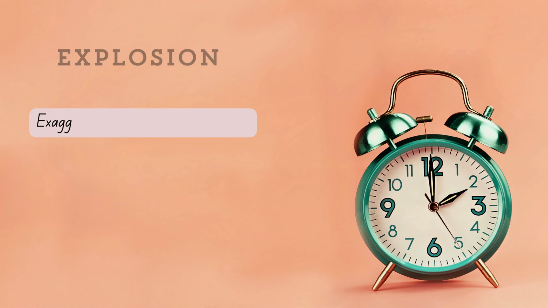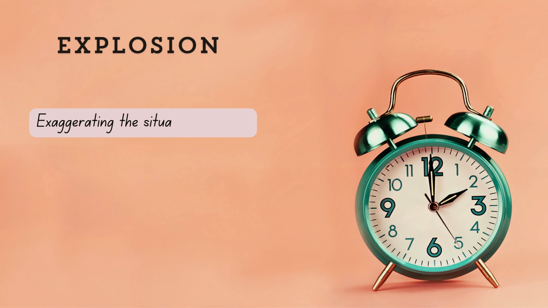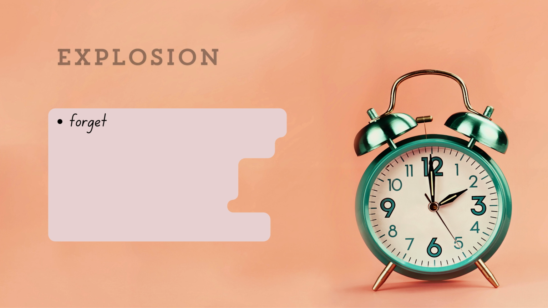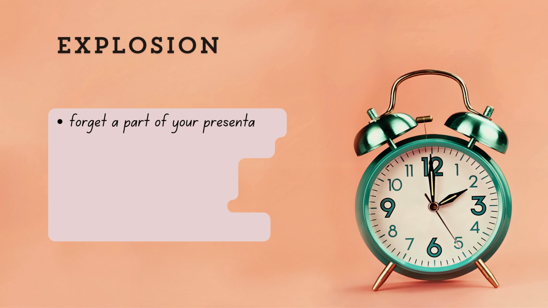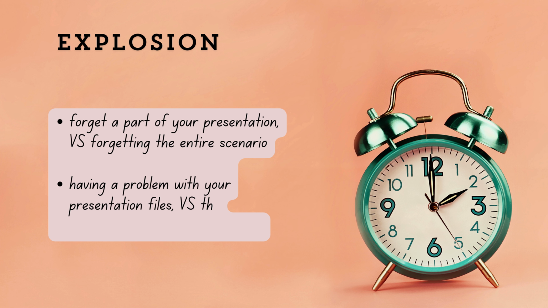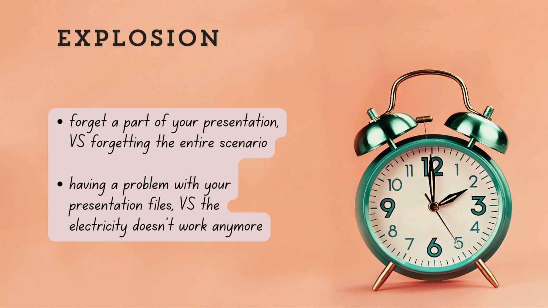The second emotional technique is called the explosion, and it involves exaggerating the situation you're in. If you have to make a presentation and you're worried that things might go wrong, approach it with a grain of salt and joke about it. For example, if you think that the worst-case scenario would be to forget a part of your presentation, then the exaggeration would be to imagine forgetting the entire scenario. Or, instead of having a problem with your presentation files, you could be in a situation where the electricity doesn't work anymore. You get the idea.